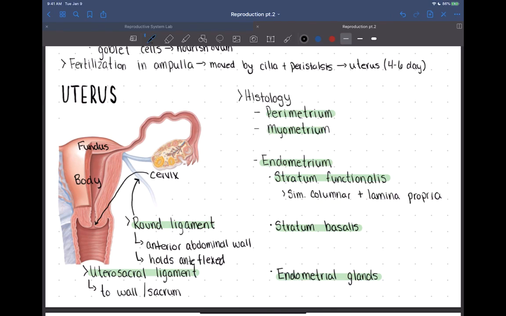Okay, all right, so now let's talk histology and the layers of the uterus. All right, and so we're going to start from the outside and work our way in. All right, so the outermost portion of the uterus is called the perimetrium. All right, and this is going to be a serous membrane on the outside.